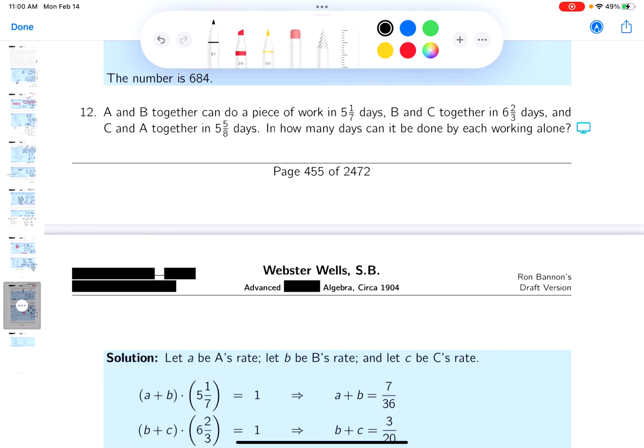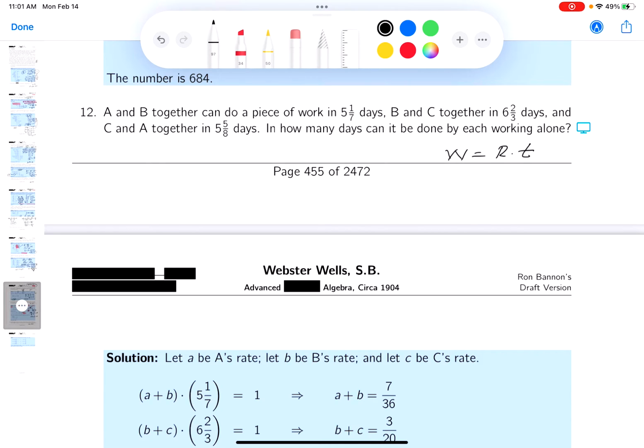Okay, it looks like we're at a work problem again. It says, A and B together can do a piece of work in 5 1/7 days. B and C together can do it in 6 2/3 days. And C and A together can do it in 5 5/8 days. So let me just remind you what work is. Work is equal to rate times time.